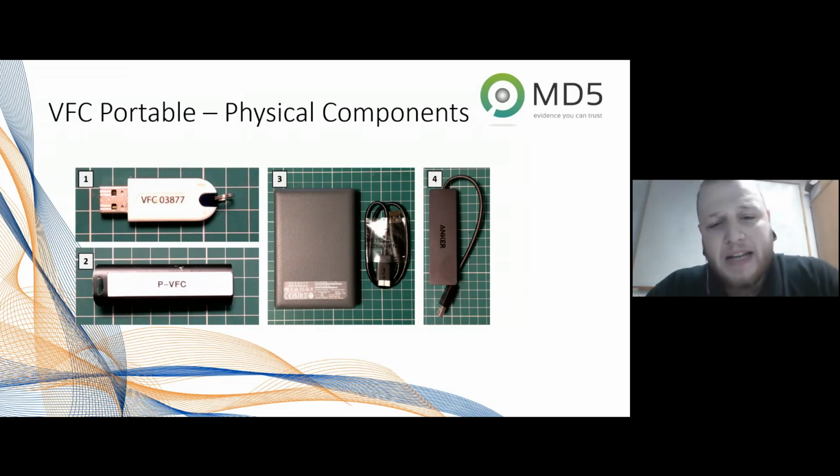Number three on there is an external hard drive. You may be trying to get a lot of evidence, a lot of data from that original machine, so we need to have somewhere to store that. So we've got an external hard drive with us, and we've also got a USB hub there. But I'd also recommend taking some USB adapters too. We don't know what sort of ports are on these devices on scene, so we need to make sure that we've got all our bases covered.